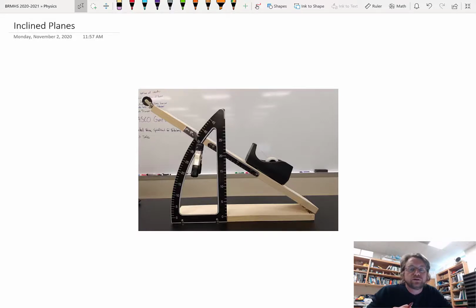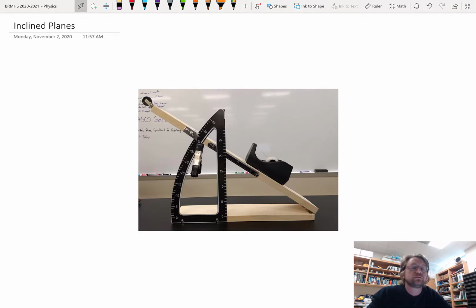Hey everybody. In this video we're looking at how to deal with inclined planes, and this is going to be very important for the lab that we do on Thursday and Friday, depending on what class you're in, or Thursday and Friday if you're in first hour. We want to be able to do a free body diagram for an object that's on an inclined plane.